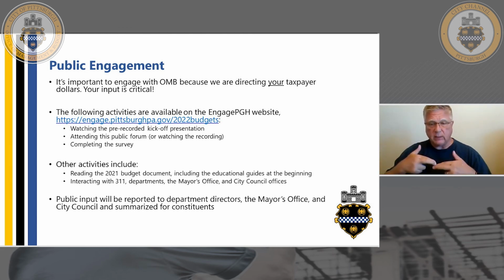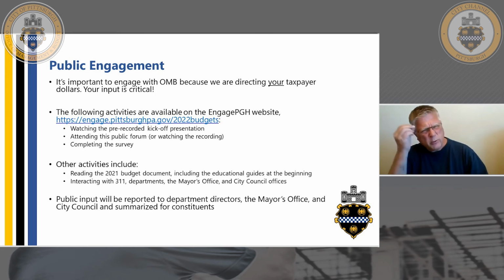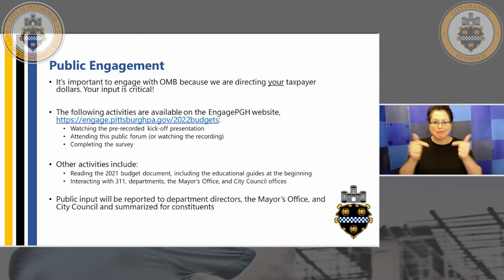Other activities include reading through the 21 budget document, including the guides at the beginning, interacting with 311, departments, the mayor's office, and council offices. We really want to know what residents are thinking and how you think the city could be better. So public input will be reported to department directors, the mayor's office, and city council. It will also be summarized for constituents so that you are able to see it as well.